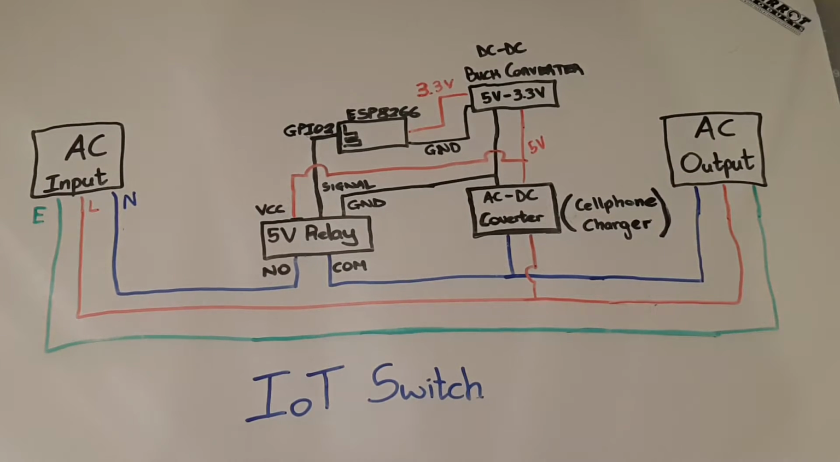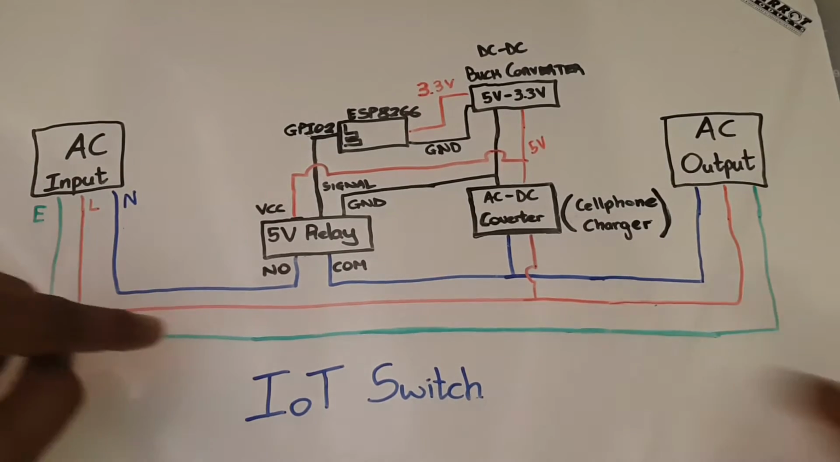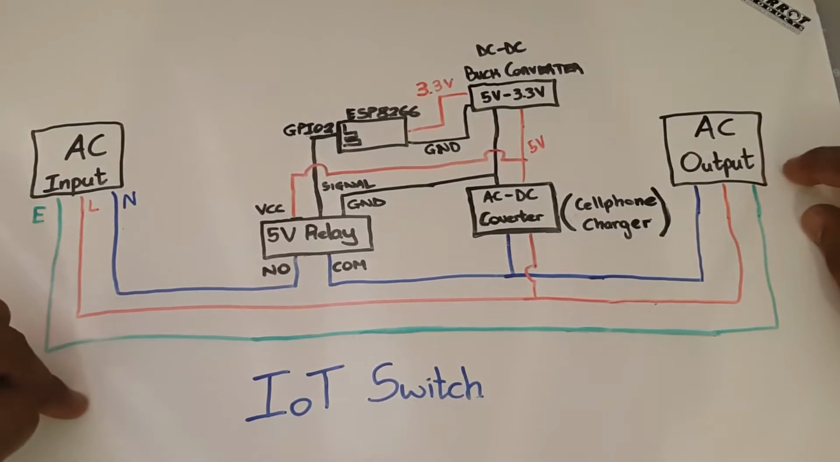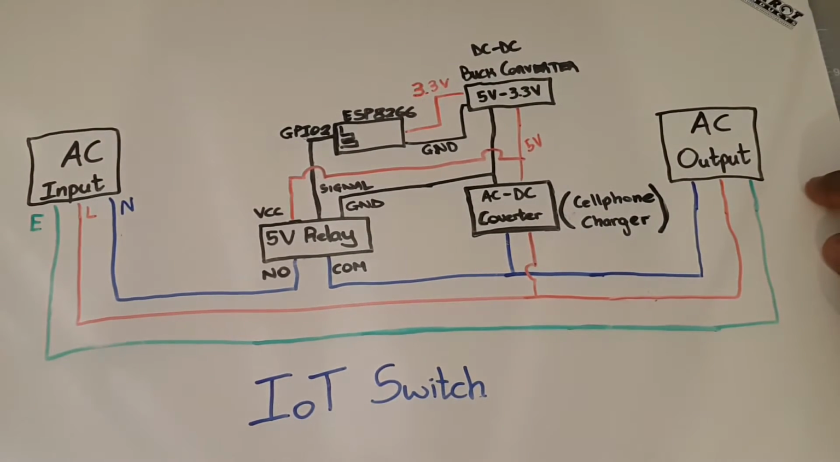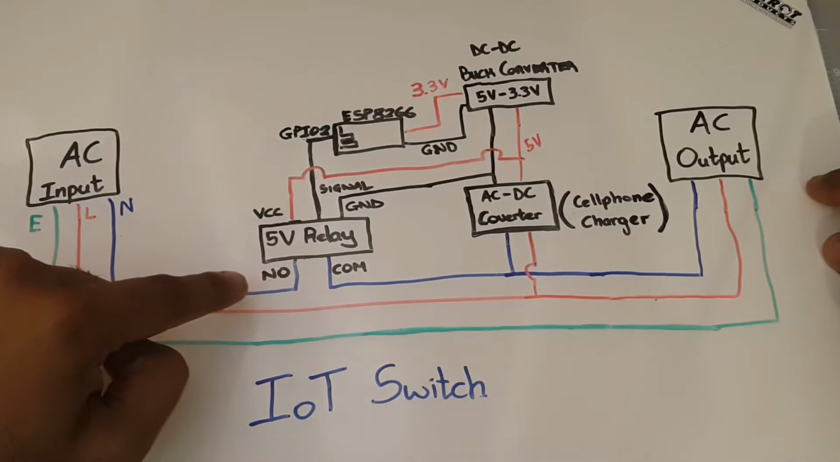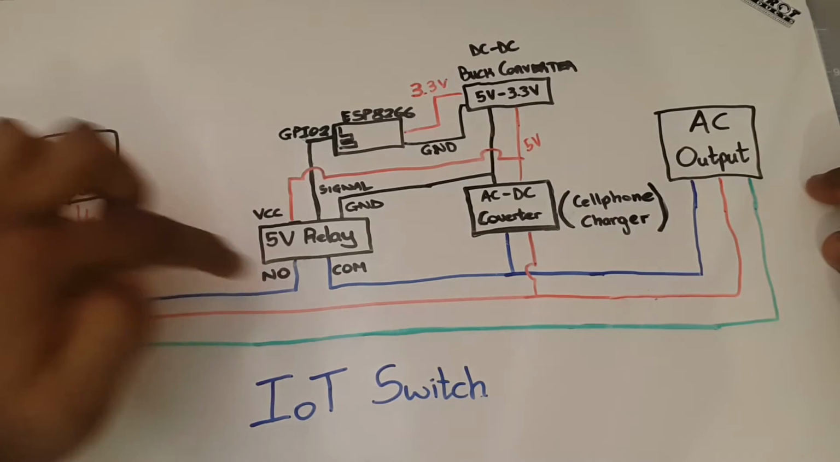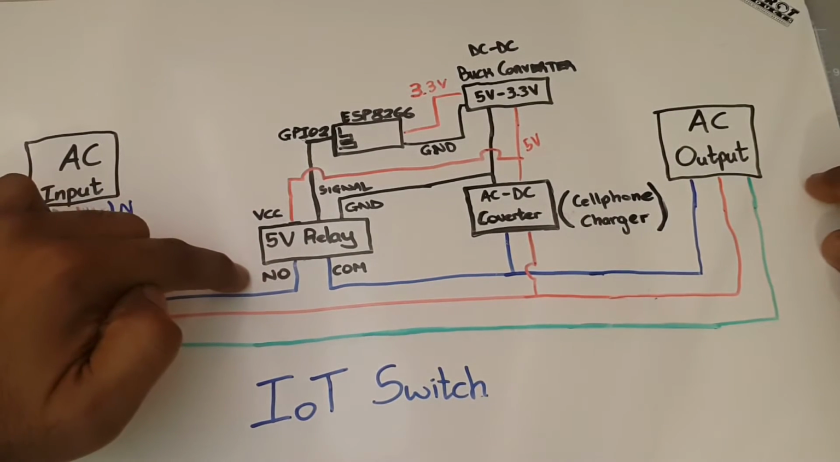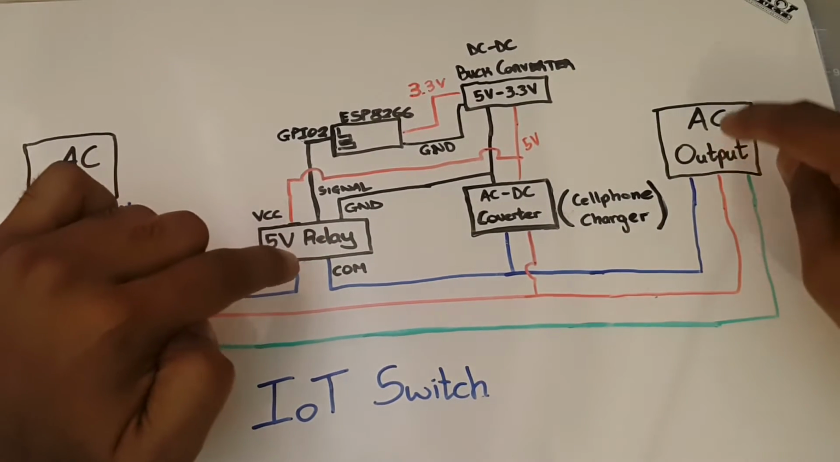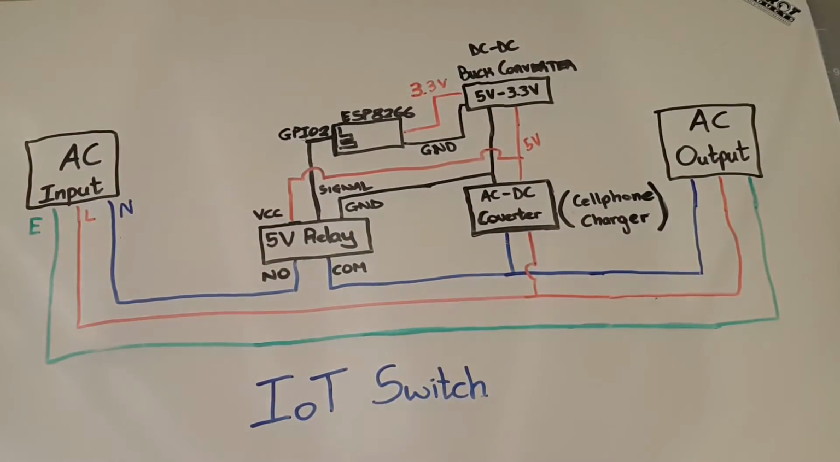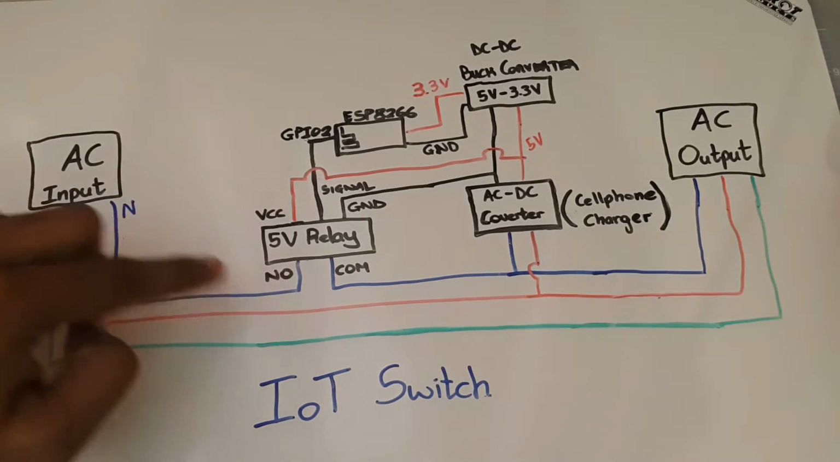So here I have the AC input, that's your earth, live, and neutral. Earth and live are going directly to my AC output. So herein lies the danger factor, because effectively I'm switching on neutral. From my AC input, neutral is going to the relay on normally open, and I have the AC output connected to the common port on the relay. Once the relay is switched, I'm effectively switching on neutral.